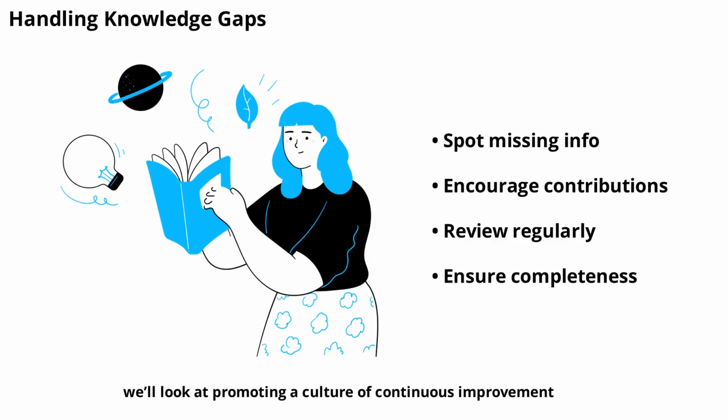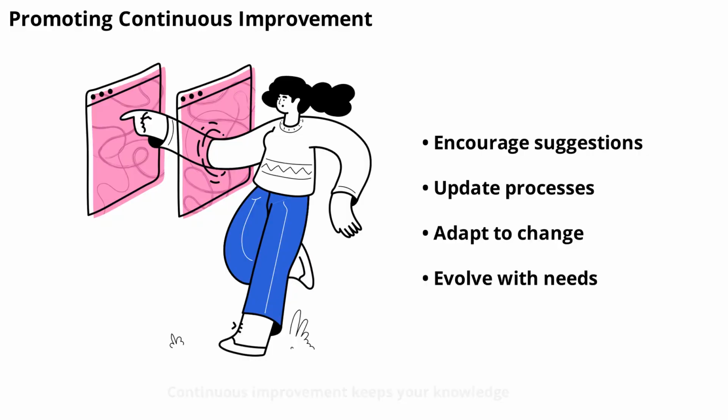Next, we'll look at promoting a culture of continuous improvement. Continuous improvement keeps your knowledge management system effective and relevant. Encourage users to suggest enhancements, report issues, and share best practices. Regularly update processes and software settings based on feedback and changing needs. A culture of improvement ensures your inventory system evolves with your organization.